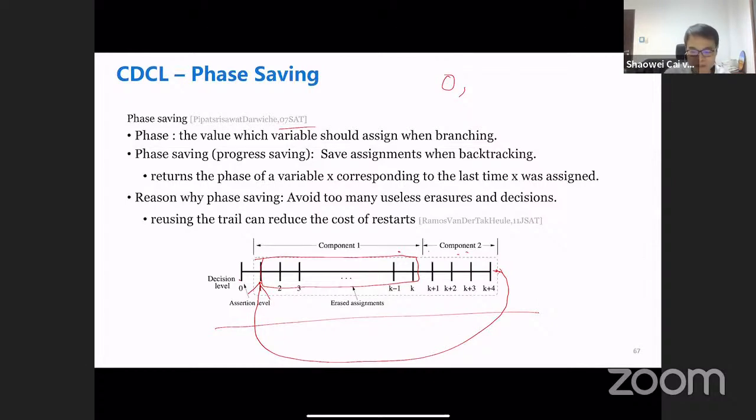So with this intuition, phase saving was proposed to remember all the assignments before backtracking. After we backtrack, if we remember all the assignments, suppose 0, 1, 1, 0, 1, 1, 1, then when we pick a variable to branch, we simply use this assignment to branch. But later we found that this should be combined with some phase resetting. Otherwise, it will be too focused on some assignments.